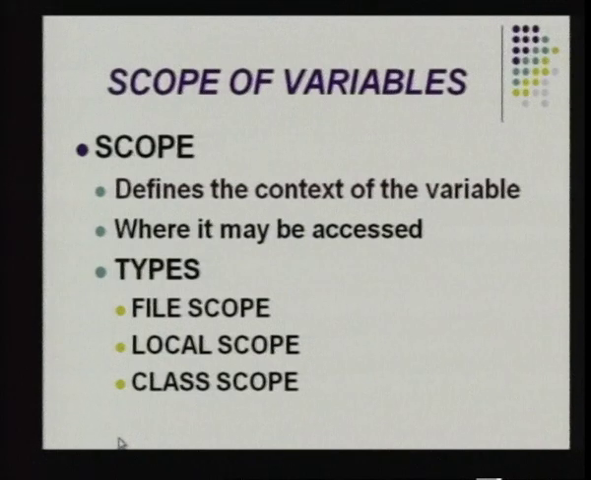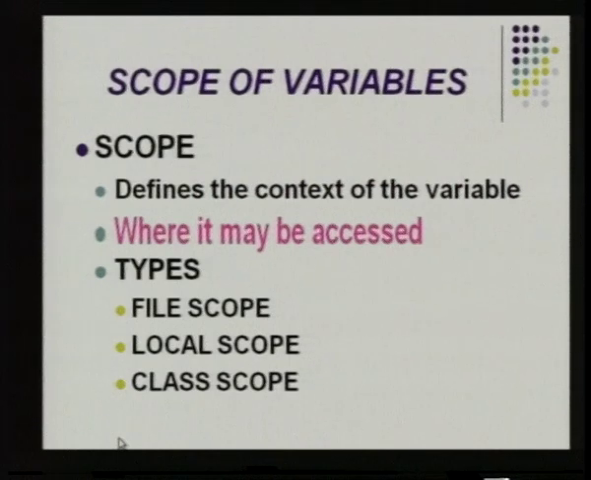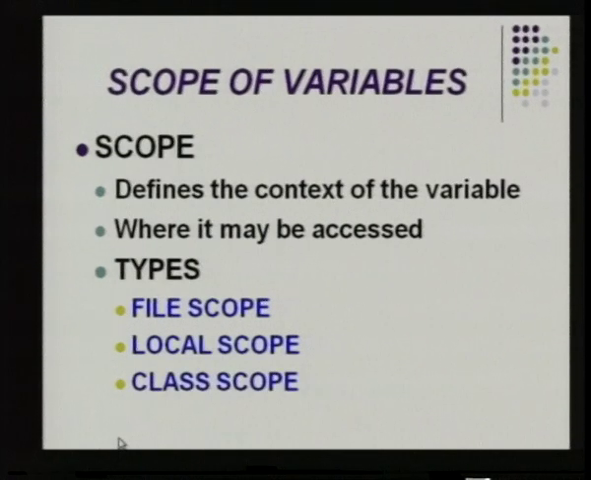So, I had told about the global scope, function scope and block scope. This we have already seen in the C language. Scope defines the context of the variable, that is where it may be accessed, where it is actually alive. Three types of scope exist in C++. One is the file scope, local scope and class scope.